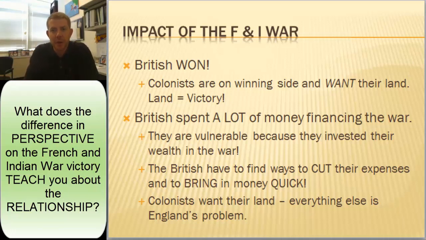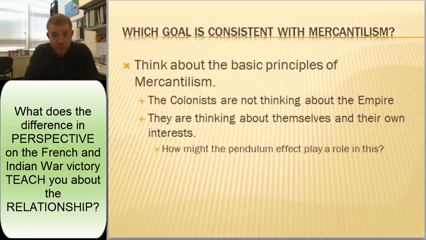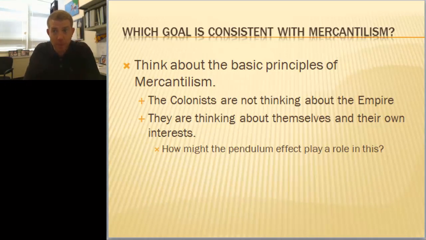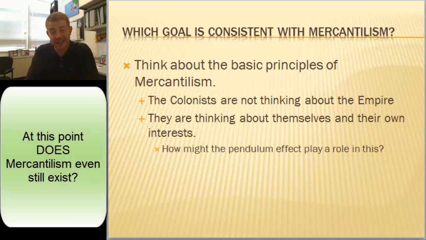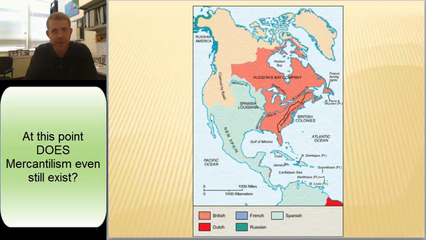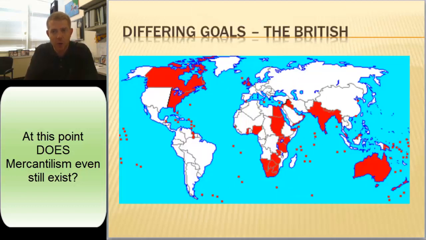Now, if we look at mercantilism, we know the basics about mercantilism. I saw in your quick reflections that we did at the beginning of class on Friday that you all got 9s. You understand mercantilism. And what I want you to think about right now, and maybe write down an idea or two, or even a question or two, is that the colonists are not thinking about the empire, right? They're thinking about themselves. They're thinking about their own interests. They're thinking about just here. The British are thinking about this whole empire.